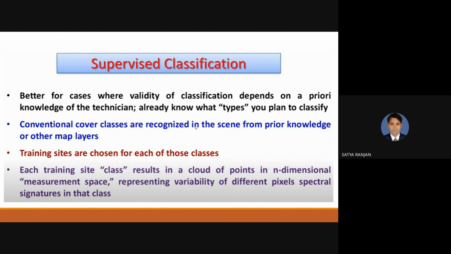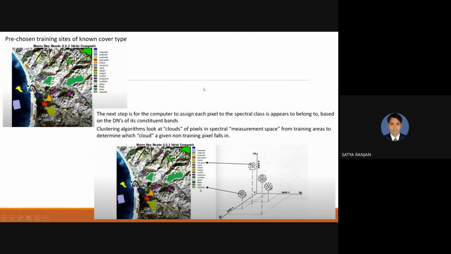Training sites are chosen for each of these classes, and each training site's class results in a cloud of points in n-dimensional measurement space representing the variability of different pixels. So this is the training data. We give some polygons of different features. Based on these features, the machine learning technique classifies all the images.